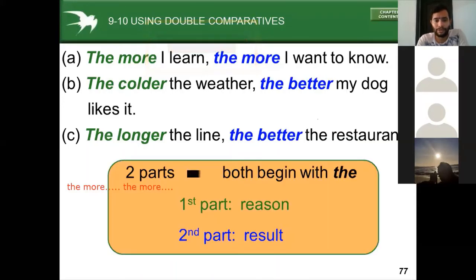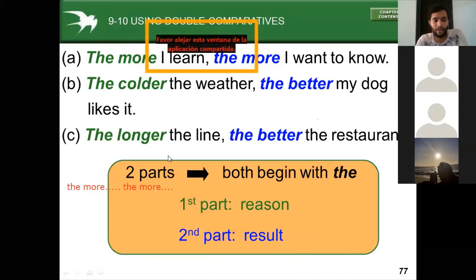So, let's continue. We have two parts here. Both begin with "the". The first part is the reason, and the second part is going to be the result. So, the longer the line, that's the reason. The better the restaurant, the result, right?